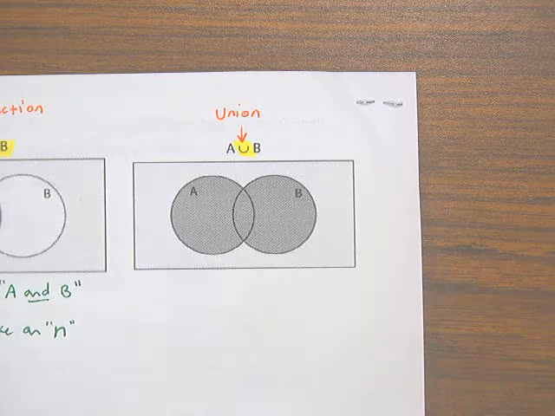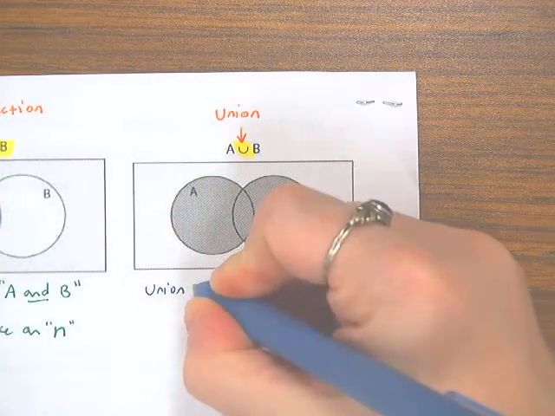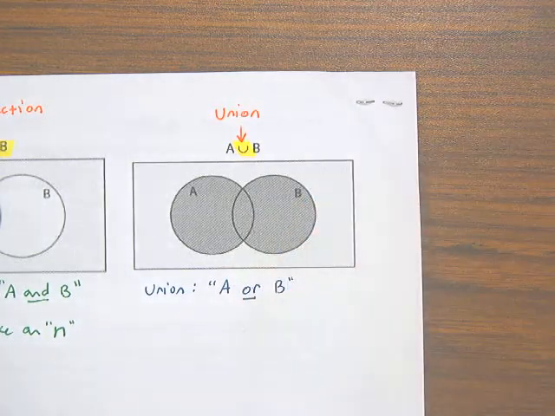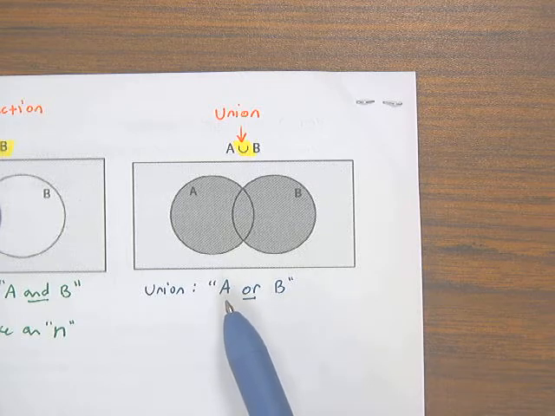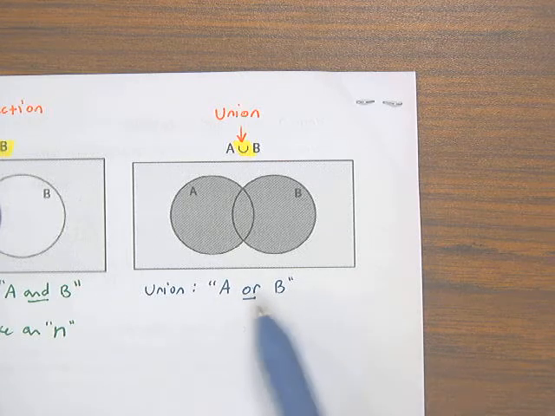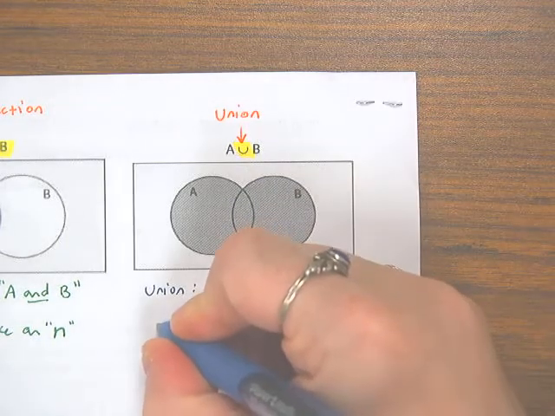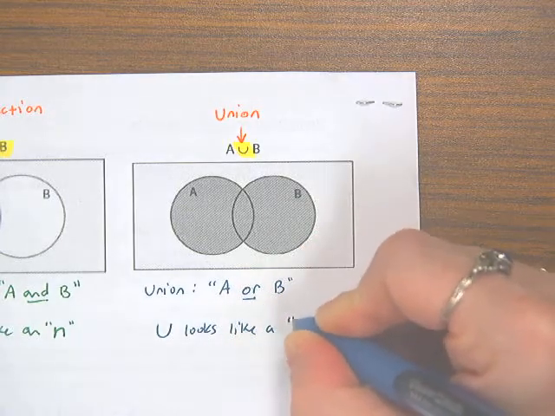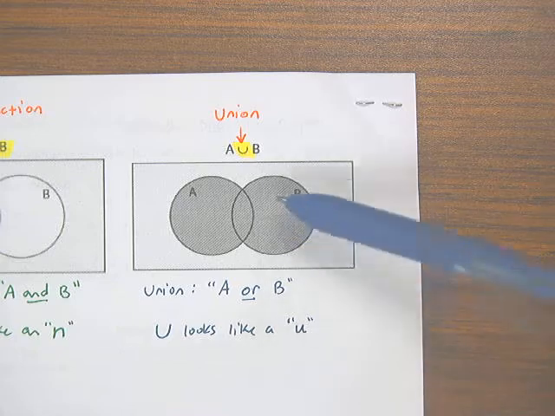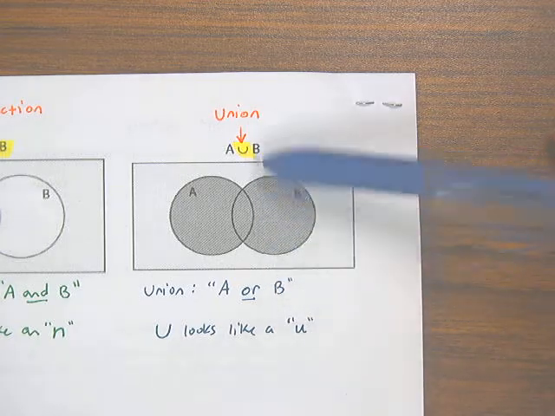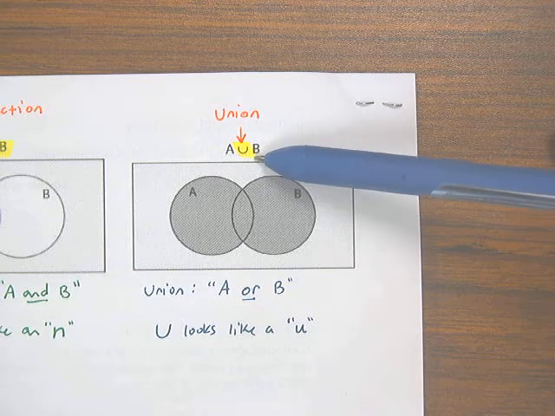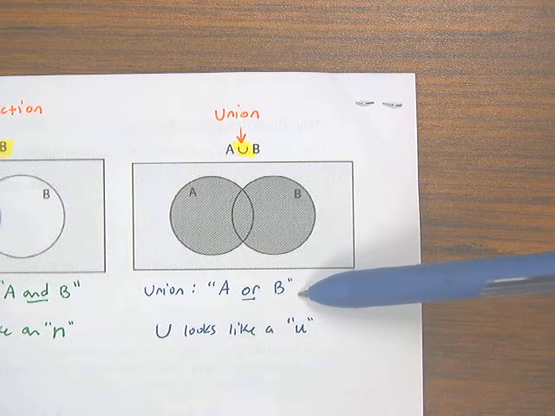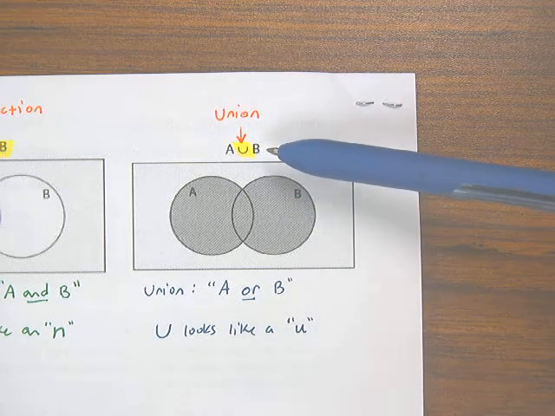So I want you to write underneath there that union is interchangeable with A or B. Anything in event A, anything in event B, or anything in both. And make a note that the union symbol looks like a U. Once again, on your formula sheet, sometimes these are interchangeable. Sometimes you'll see the union symbol on, let's say, a test. Sometimes you'll see "or". You need to know that they're the same, because if your test says "or", and then you go to your formula sheet and all you can find is this, it's the same thing.